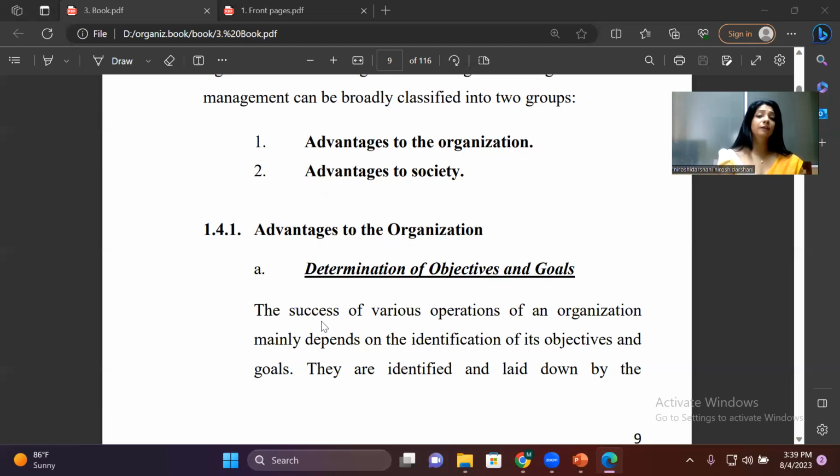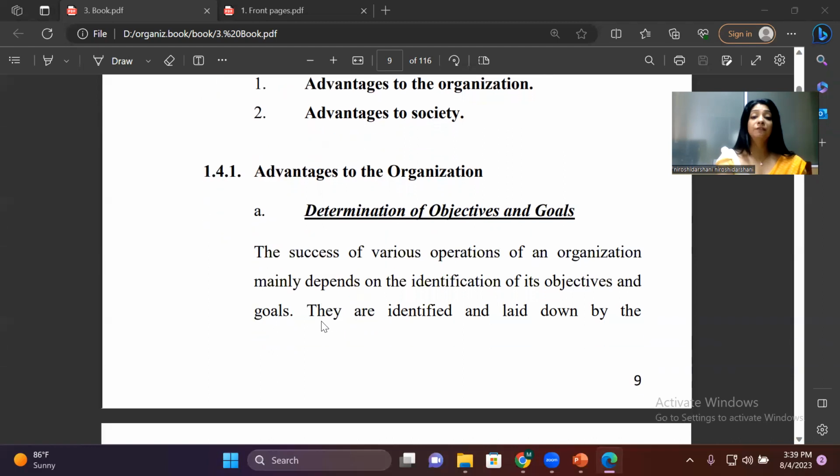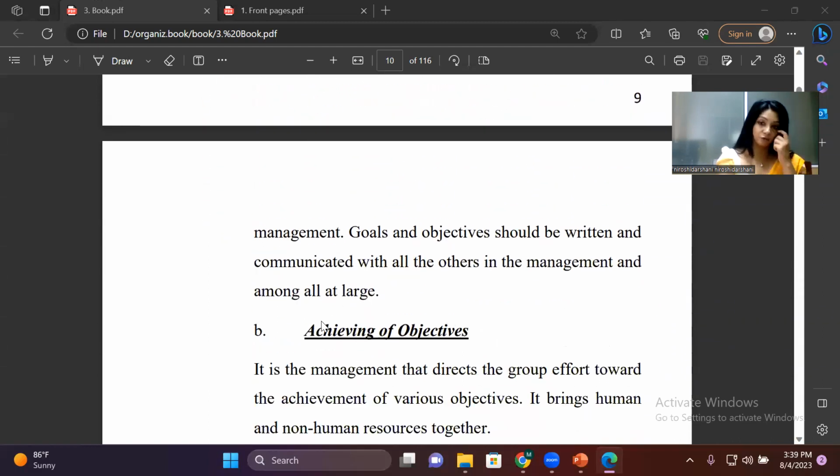The success of various operations of an organization mainly depends on the identification of its objectives and goals. They are identified and laid down by the management. Goals and objectives should be written and communicated with all the others in the management and among all at large.